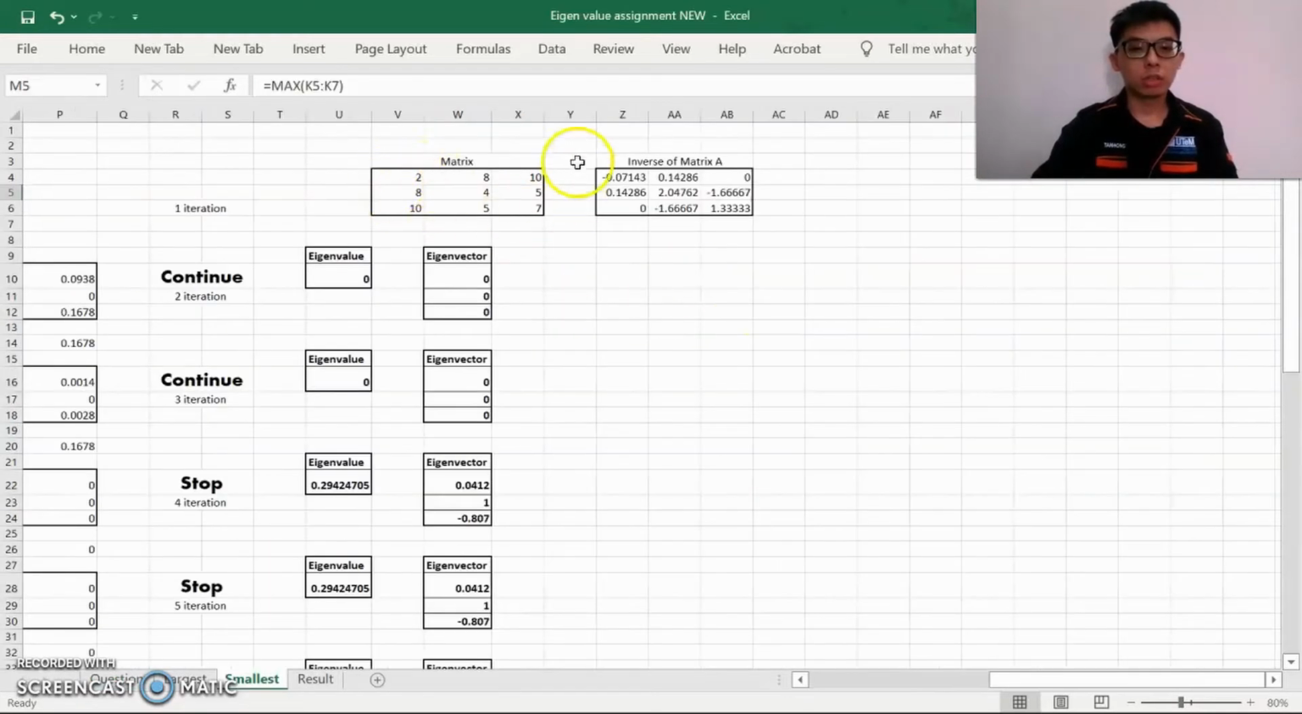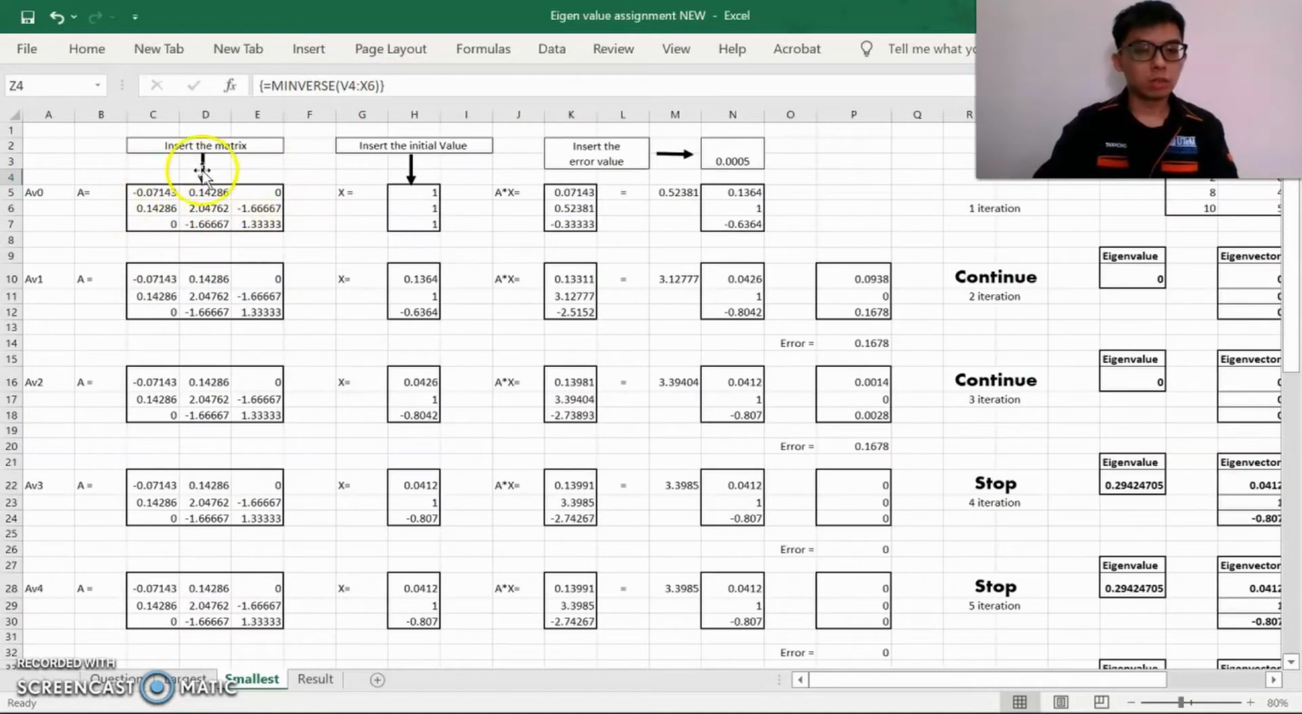We insert the matrix here and we find the inverse of the matrix by using inverse. So this will be the inverse of the matrix. It's the same initial value and same error tolerance. So we multiply both matrices by using MMULT. We will have these 3 values.